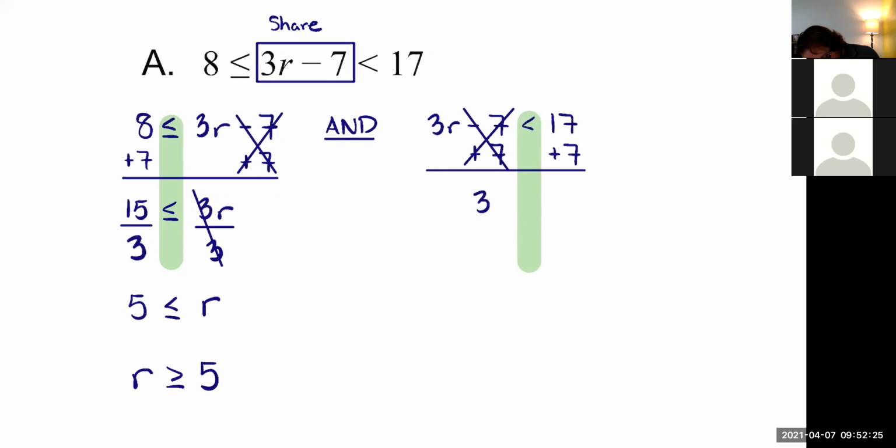Leaves me with a 3r is less than 17 plus 7, which I believe gives us 24. And then to break that 3 away from the r, it's currently being multiplied, so I do the opposite, which is division. 3 divided by 3 simplifies to 1, which I hide, which leaves me with r is less than 24 divided by 3, which gives me 8.